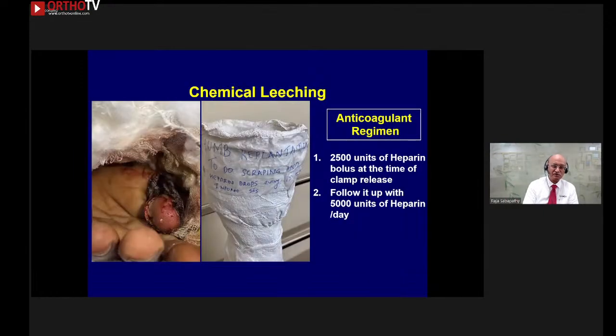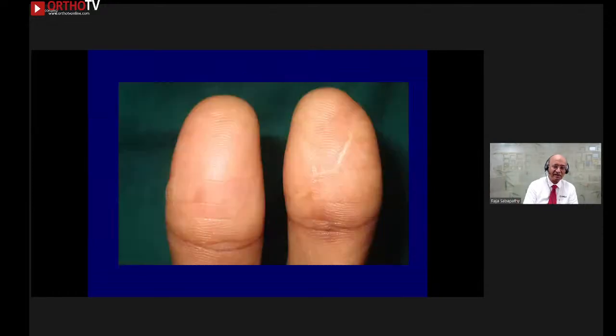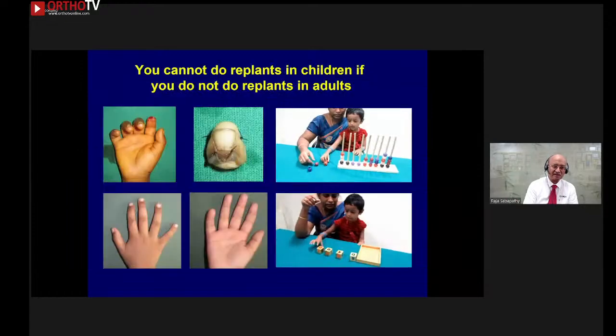But then we have used chemical leaching, where you shave off a particular area in the nail bed or in the skin and continuously keep on rubbing with this. We write like this and then keep on doing it. This is the patient where we found only the artery to replant, and without a vein, we couldn't find a vein, but by chemical leaching, by shaving, we got a very nice result.